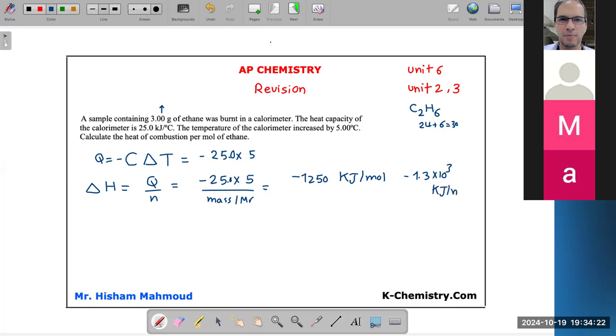So again, if you give me only the heat capacity without giving me the specific heat capacity, my equation is not mc delta T, it's negative C delta T. So let's see another question.